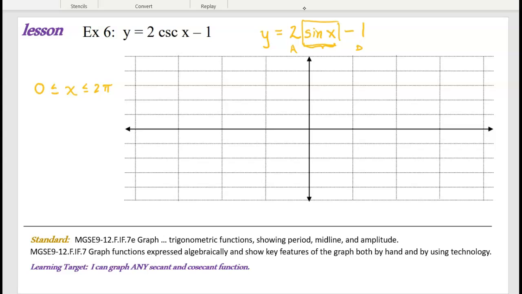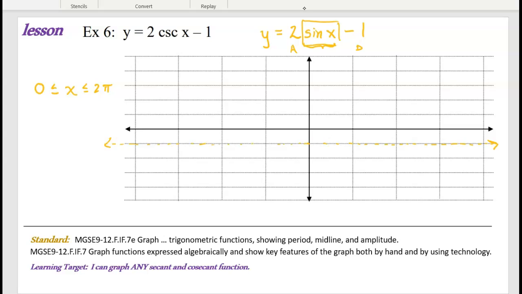Some of you have not been using this method, which is fine. I'm going to graph one full period. So our midline is negative 1, and I'm going to go ahead and throw that in there. The question was, in all classes, do we have to draw the midline? Absolutely not, but I like to draw it as my guiding line.